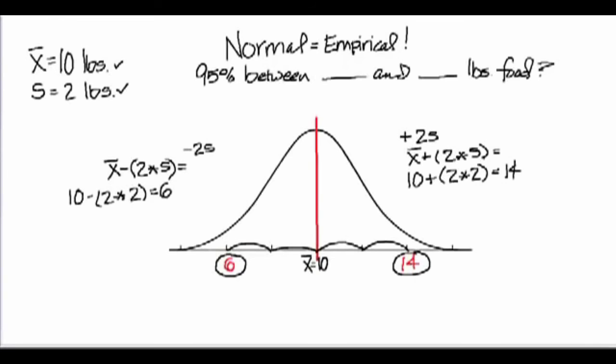Because I had a normal distribution and the empirical rule, I can say that 95% of the dogs will eat between 6 and 14 pounds of food. And now I can make my decision as to whether or not I need another dog.